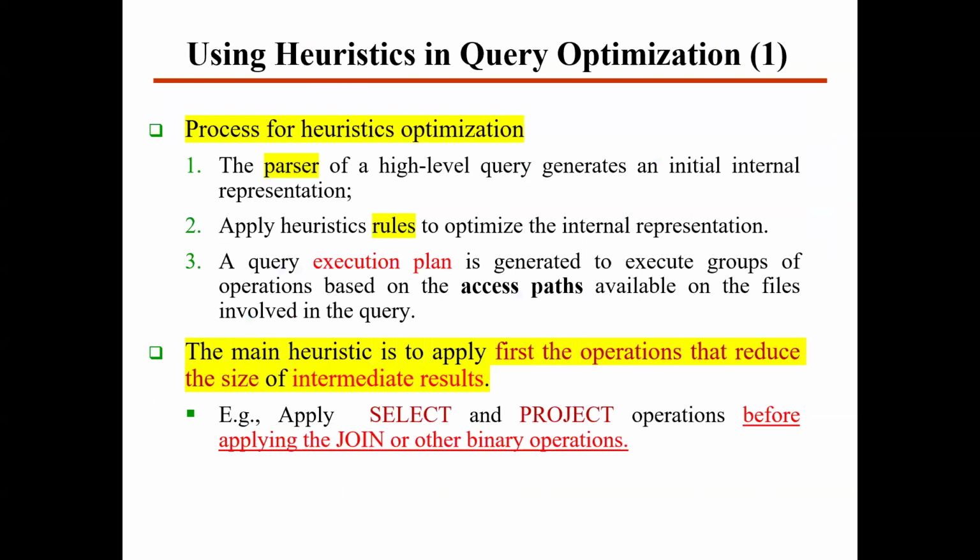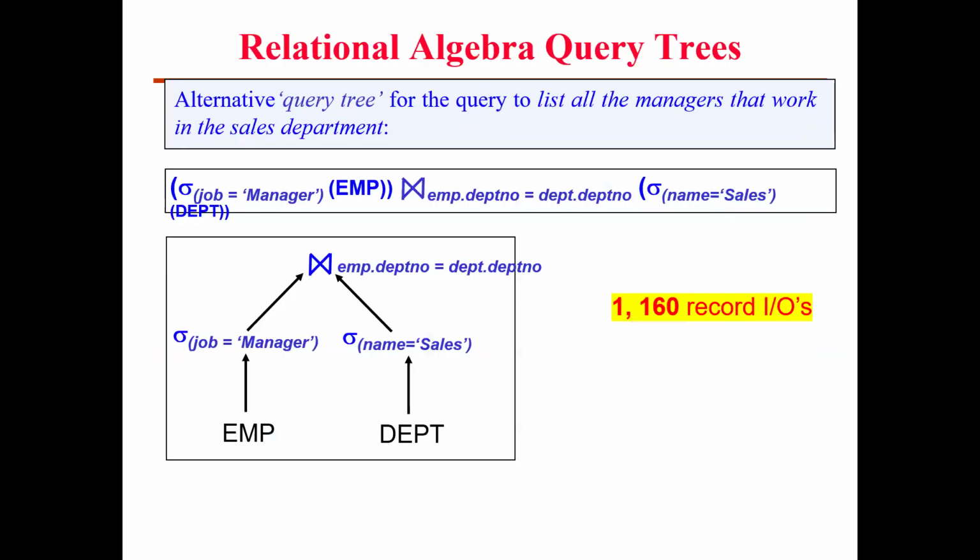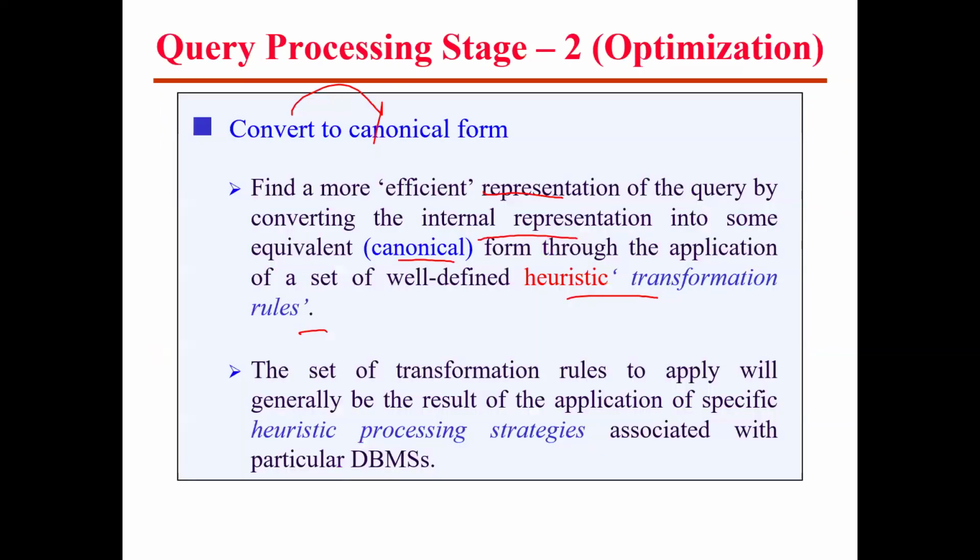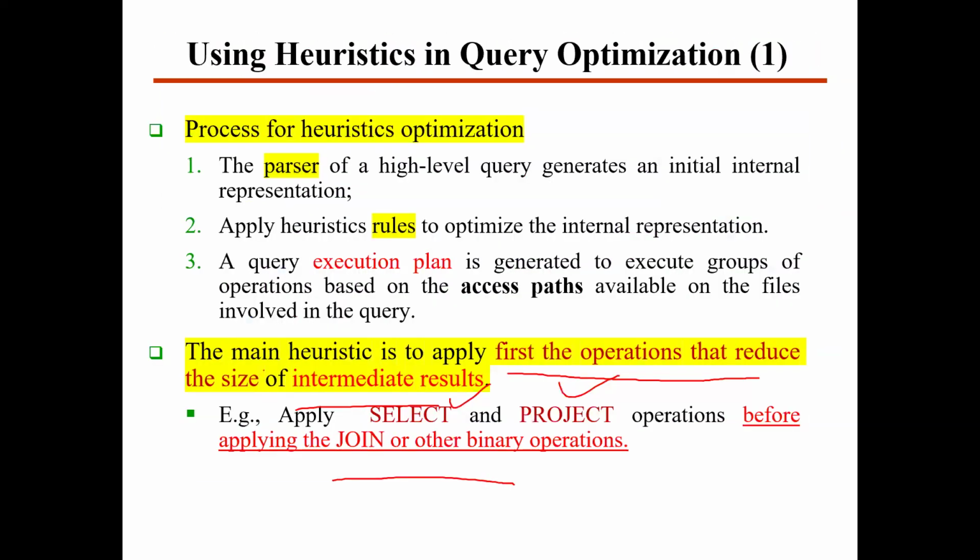Using heuristics in query optimization, the main heuristic is to apply first the operations that reduce the size of intermediary results. For example, apply the select and the project before the join. This is what we did here, right? We applied the select and the where condition before applying the join. This is the main heuristic.